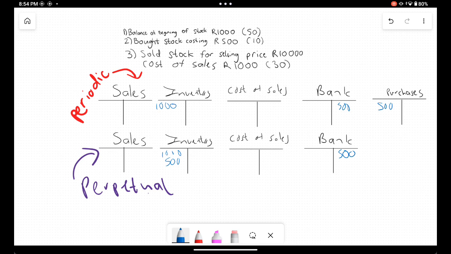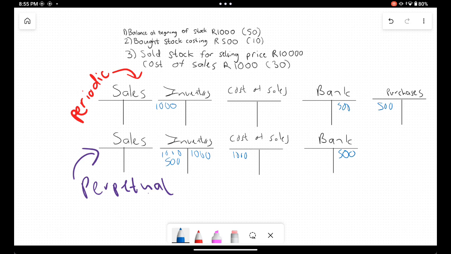Okay, and then cost of sales 1,000 rand. For the periodic, I told you any journal entry related to cost of sales, we don't do it. But for the perpetual, we do it. So debit bank, credit sales, debit cost of sales, credit inventory. Debit cost of sales 1,000, credit inventory 1,000.